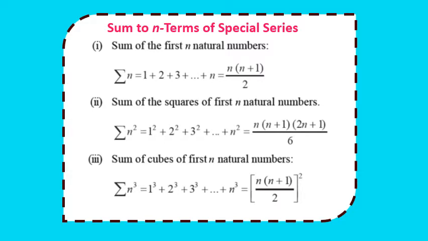Second is the sum of the squares of the first n natural numbers, that is sigma n square, which is equal to 1 square plus 2 square plus 3 square and so on up to n square, which is given by n into n plus 1 into 2n plus 1 upon 6.